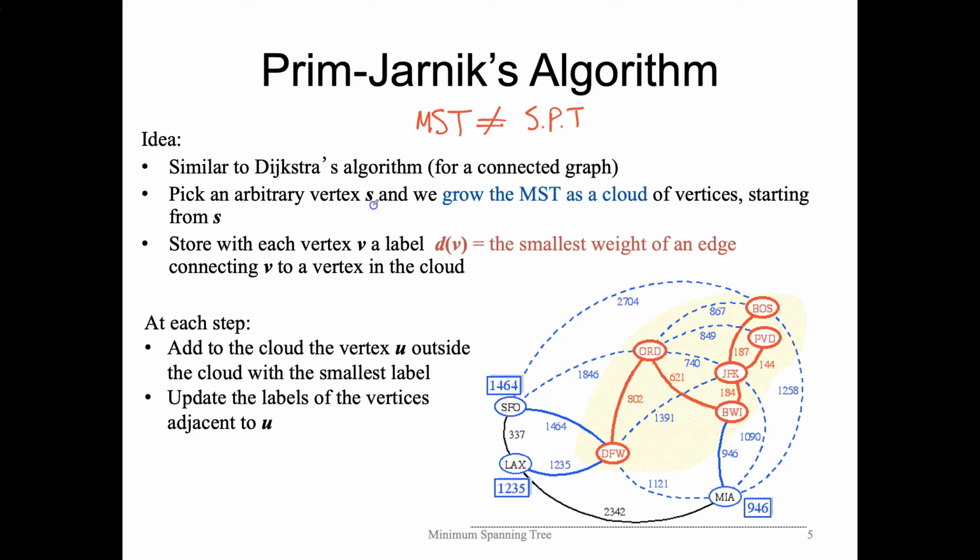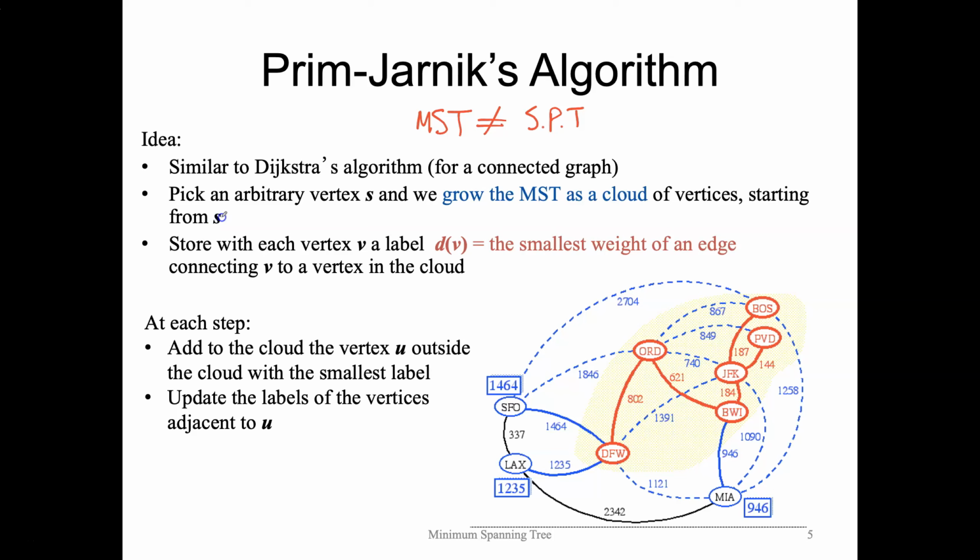But the idea is we pick some arbitrary vertex S. It doesn't matter where we start because every vertex will belong to the minimum spanning tree. And we'll grow a minimum spanning tree outward as a cloud of vertices. So eventually all vertices will belong to this cloud and we'll maintain a minimum spanning tree of the vertices which belong to that cloud, beginning with the initial vertex S.